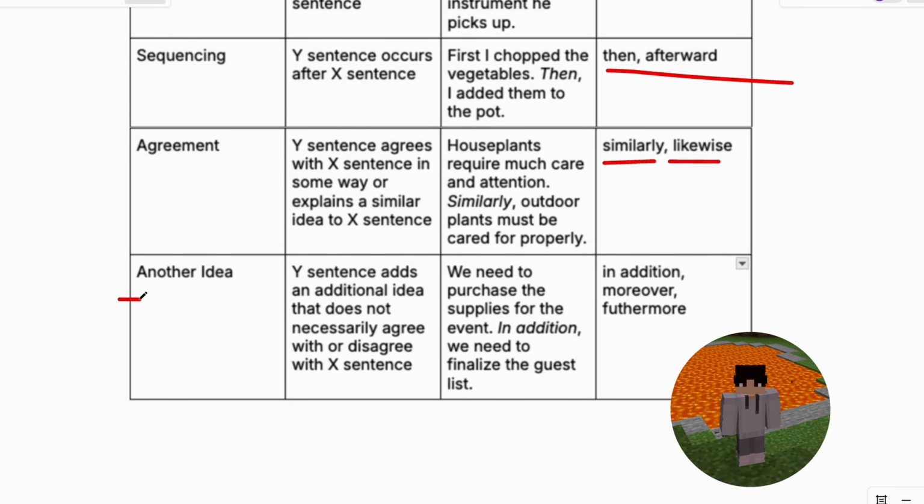And then finally, another idea. If the second sentence just adds a completely new idea that doesn't necessarily agree with the first sentence or disagree with it, it just is a completely different idea. So you can say something like in addition, moreover, furthermore. None of these means that the first idea is the same as the second one, it just provides a completely new thing.